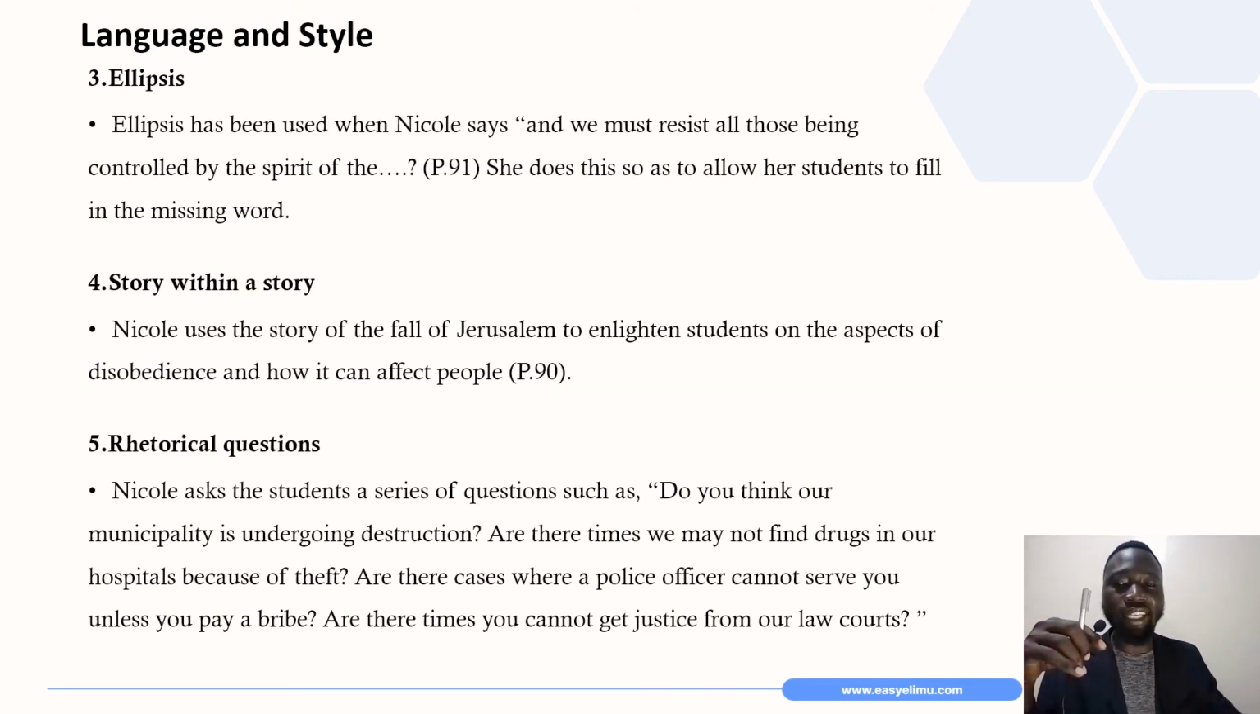Remember, ellipsis, dear students, is the omission of words by using a set of dots. Ellipsis has been used when Nicole says, "and we must resist all those being controlled by the spirit of the..." then she fails to complete the statement. She does this so as to allow her students to fill in the missing words.